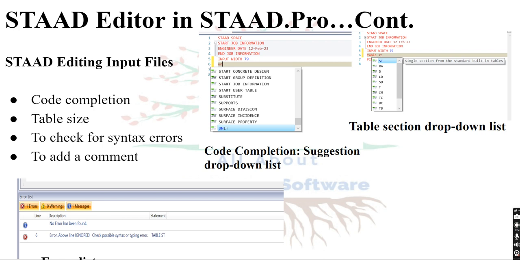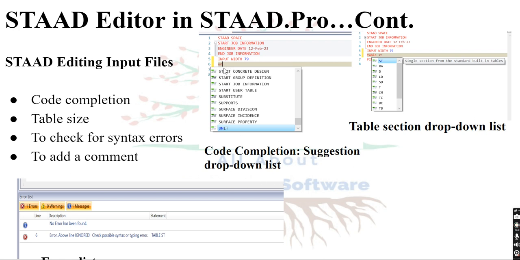First one is code completion. As you type commands, the STAAD Pro editor will offer suggestions to complete the command you are typing, in the form of a drop-down list. This list is context sensitive based on the preceding commands, which means if you type any command in the STAAD Pro editor, the editor will suggest how to complete it, and we can select anything from the drop-down list. Like this, the code completion suggestion drop-down list.